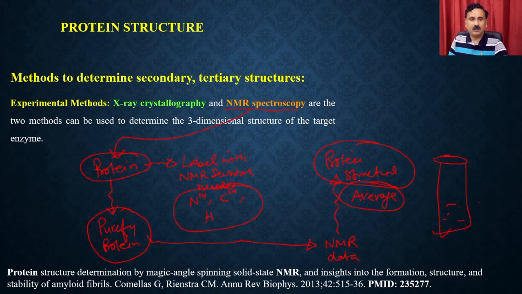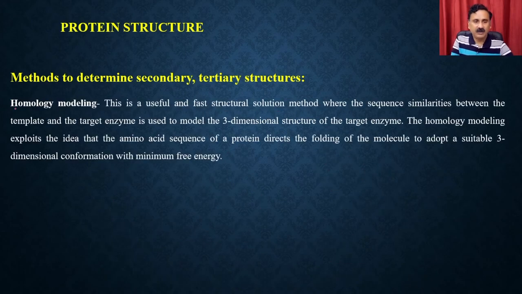Apart from that, you can also use non-experimental methods, such as homology modeling. This is a useful and fast structural solution method, where the sequence similarity between the template and the target enzyme is used to model the 3D structure of the target enzyme. Homology modeling exploits the idea that the amino acid sequence of a protein directs the folding of the molecule to adopt the suitable three-dimensional conformation with the minimum energy.